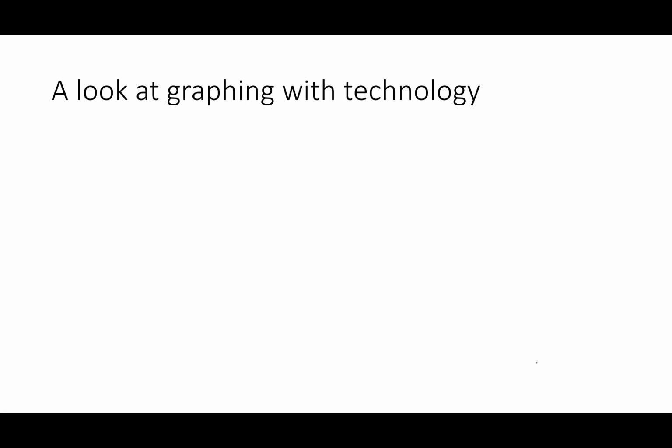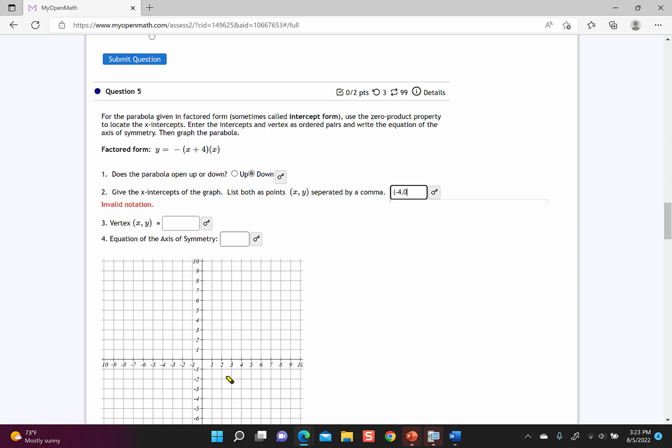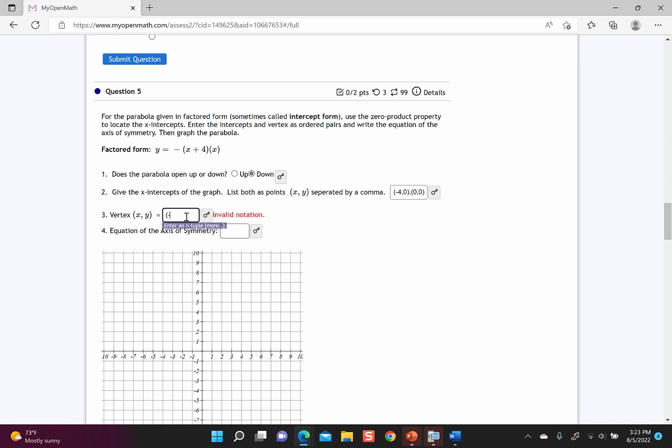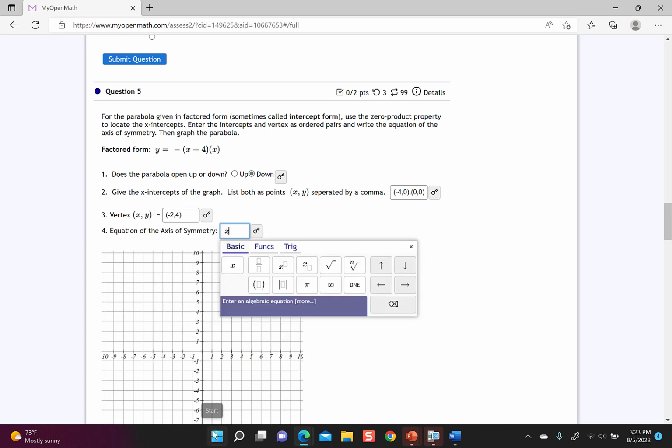Let's look at that graphing with technology, because your homework is not going to be drawing by hand, it's going to use a tool. So I'm doing the same problem we just did, that y equals negative x plus 4 times x, and we said we know this opens down. We found our x-intercepts at negative 4, 0 and at 0, 0, and we said the vertex was negative 2, positive 4. The equation of the axis of symmetry is x equals negative 2.